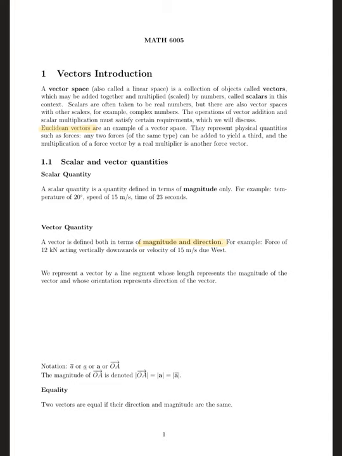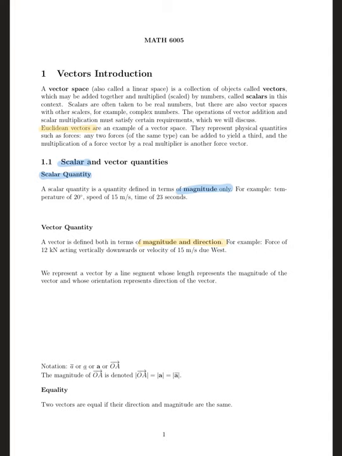So before we look at vectors, first we look at scalars. A scalar quantity is a quantity that's defined in terms of magnitude only. So it's something that's represented by a number. Examples here are temperature in degrees, speed in meters per second, or time in seconds. Those are physical quantities that are represented by just a number, or a scalar quantity.